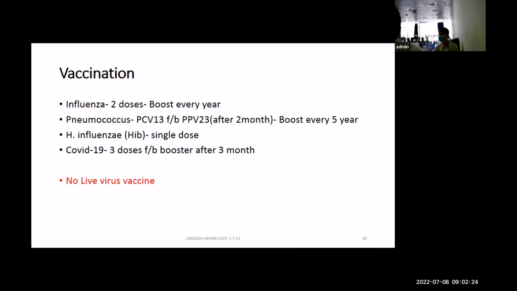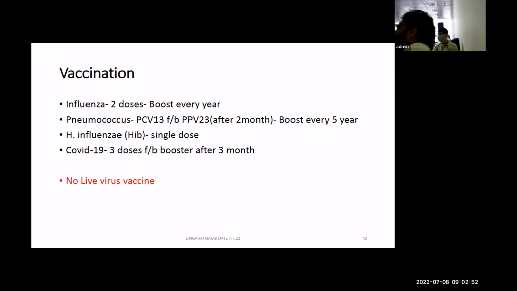Now, vaccination is something which is important in CLL. Most of you know that CLL is an immunocompromised state, and whenever you give vaccines, the vaccine response is not as good as in other diseases, so they need more doses of vaccine. Influenza vaccine, 2 doses, boost every year. Pneumococcal vaccine, the immune response is not good for polysaccharide vaccine, so we have to give both polysaccharide and conjugate vaccines for pneumococcal. H influenzae, single dose.